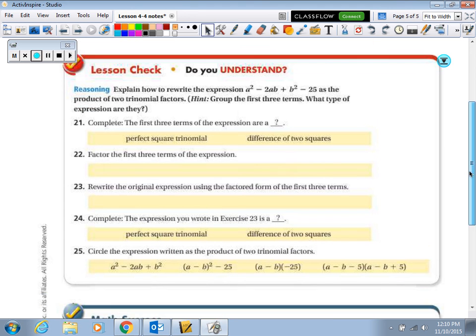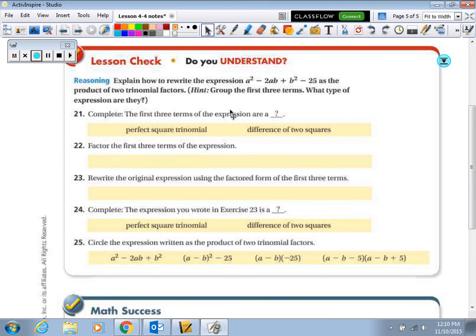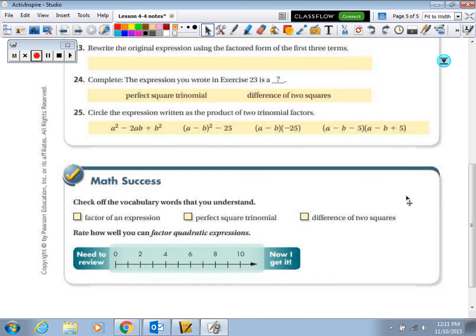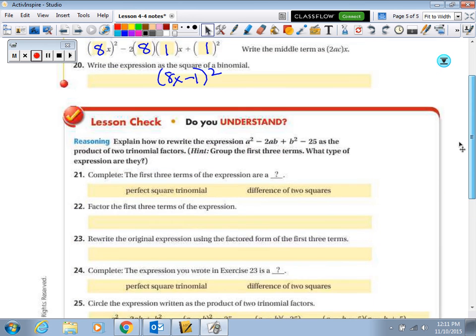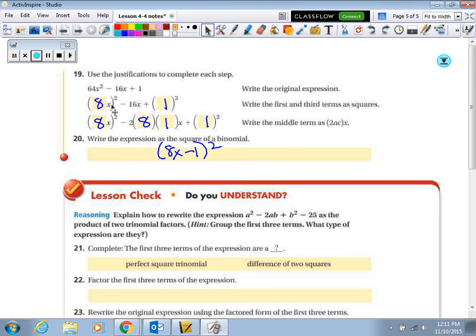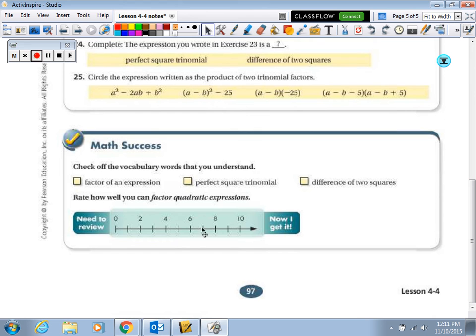And then this part is just going through and seeing if you understand. Do you get the process? Hopefully you can figure that out. If you can't, or you want to check it when you see me in class, please do that. And then here, check off: do you understand what factor of an expression means? Do you understand what perfect square trinomial means? And do you understand the difference of two squares? Because that's what this is. This is difference of two squares. And then kind of rate yourself. That actually takes care of the video, and I will see you on the next one.